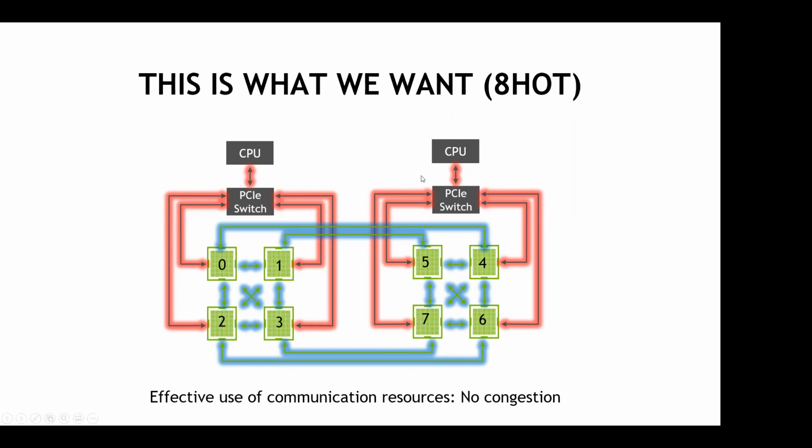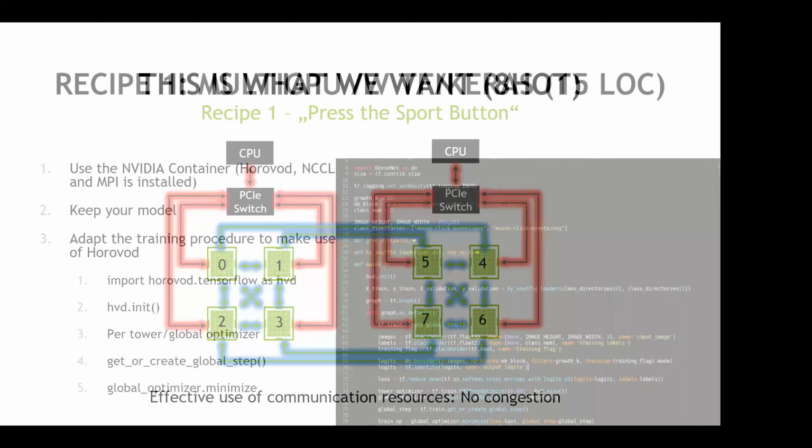The red is basically feeding the data in. The blue is basically exchanging the gradients among the workers. So now you understand that this infrastructure is there for a reason.